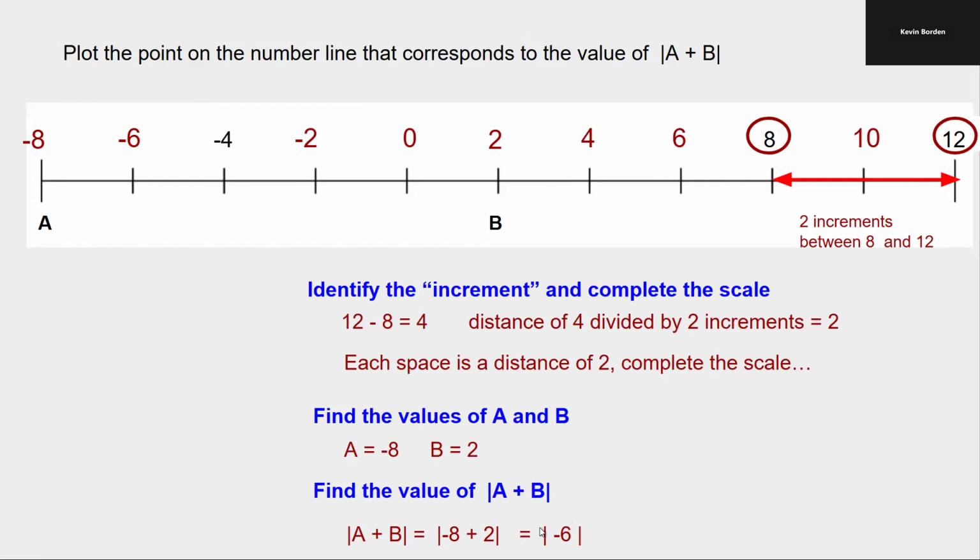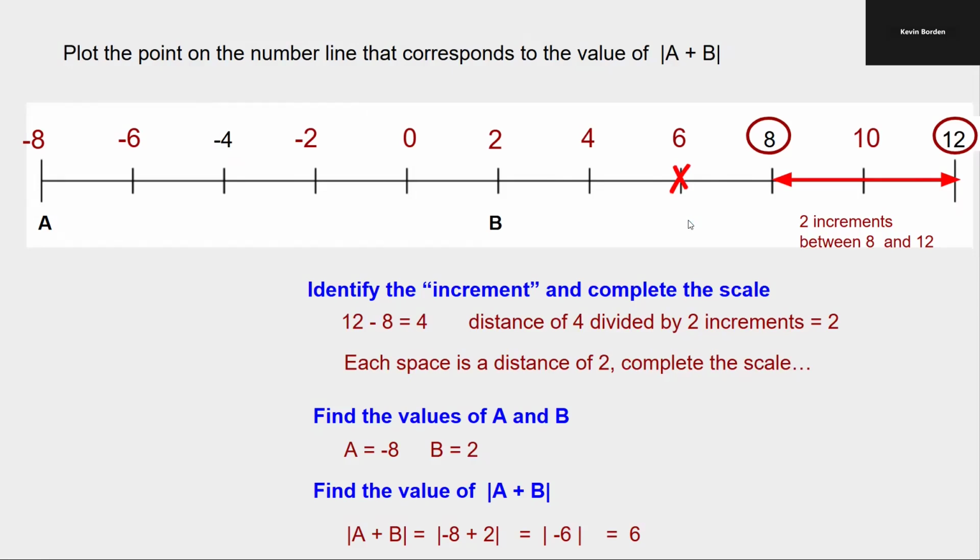Now we have to apply that absolute value function. What that says is, if the simplified number inside the absolute value is negative, we simply strip that negative off and it becomes positive. So the answer to this absolute value of A plus B is the number 6. And our problem asked us to plot this on the number line. So we go back to our number line, we put an X on the number 6, and we are done with this problem.